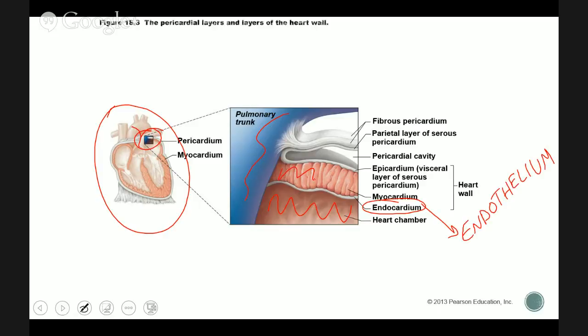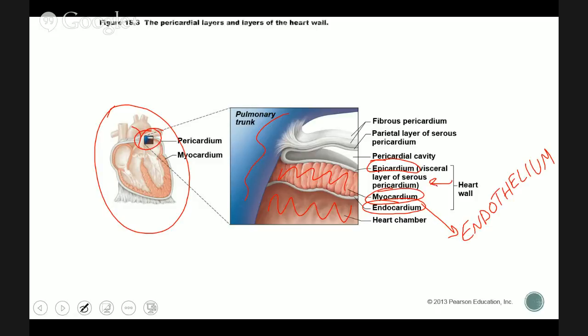Then we have the middle layer of the heart, which is right here. And that middle layer is called the myocardium. The myocardium is a muscular layer. And the muscular layer obviously is responsible for the heart contracting, to squeeze the blood out of itself in order to move blood throughout various regions of the body. Then we finally have the outermost layer, which is called the epicardium. Now, this epicardium is actually continuous with the visceral layer of what we call the serous pericardium.